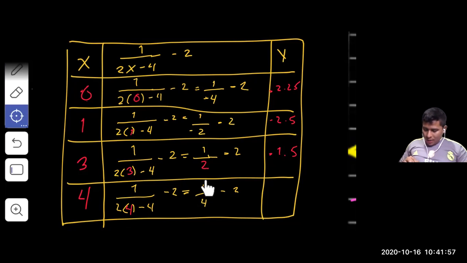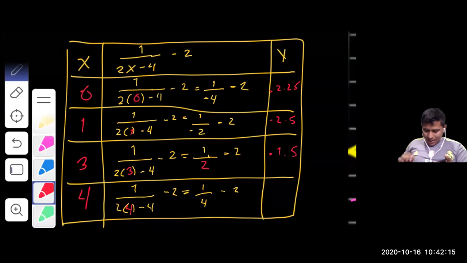Now, guys, 1 over 4 minus 2. Okay, let's put 1 divided by 4 minus 2, in parentheses, right? I get negative 1.75. Guys, do you get the same? Yes. Okay, so I'm not so sure about this. 1.75. Okay, this is my second point.